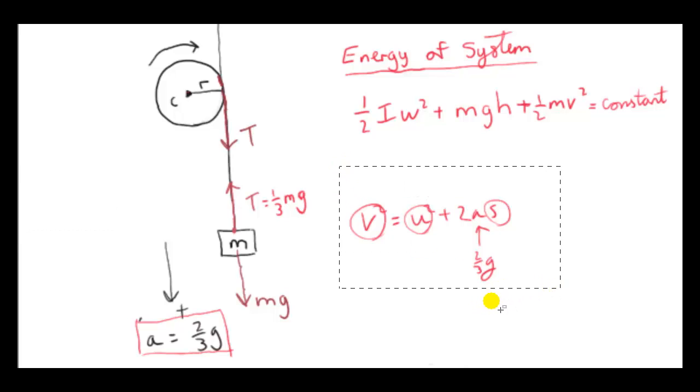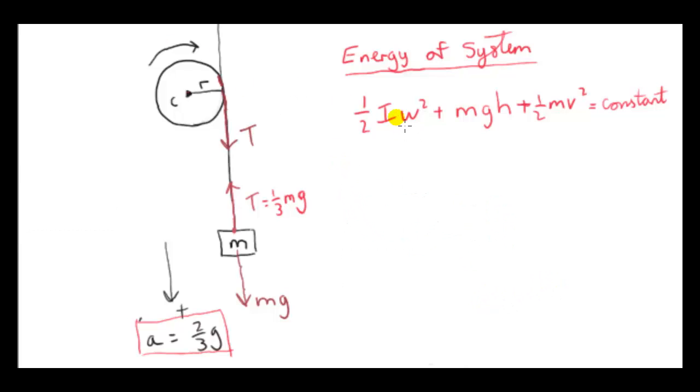consider the energy of the system. So here is the total energy of the system. Now I will show that this quantity is conserved. This is the rotational kinetic energy of the disk. Here's the potential energy of the particle, and here's the kinetic energy of the particle.